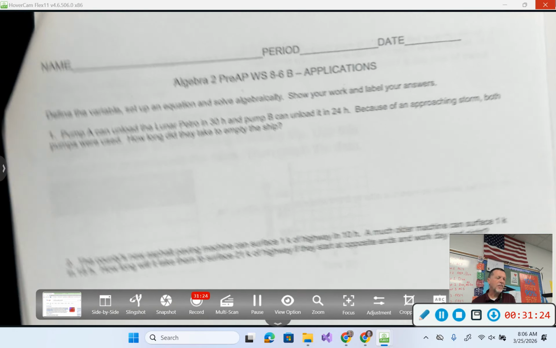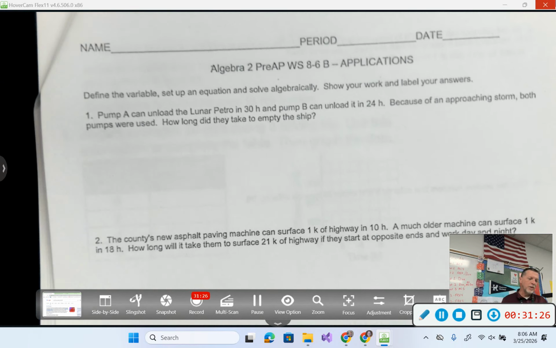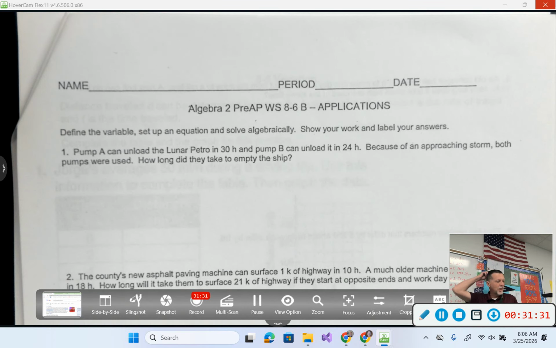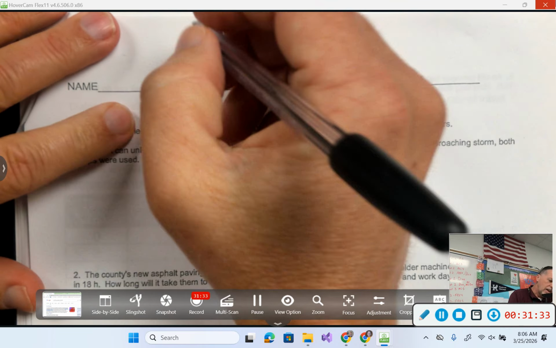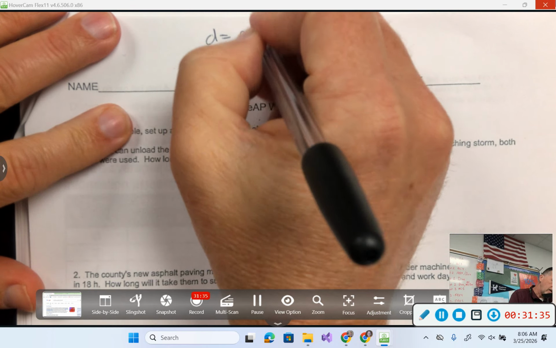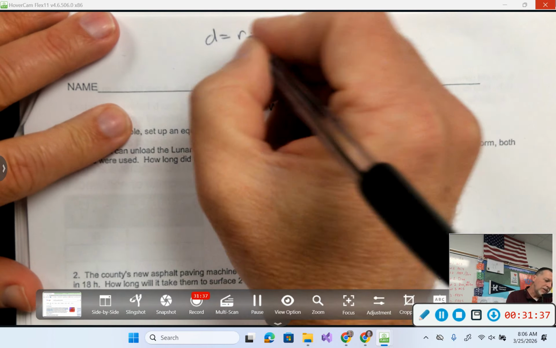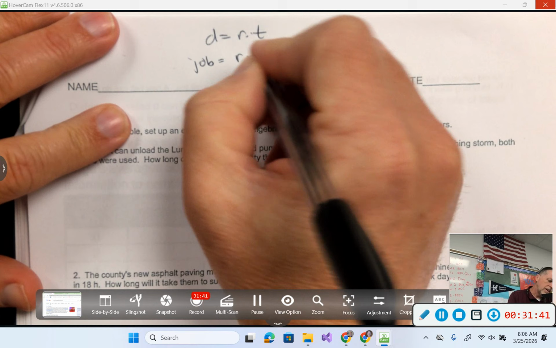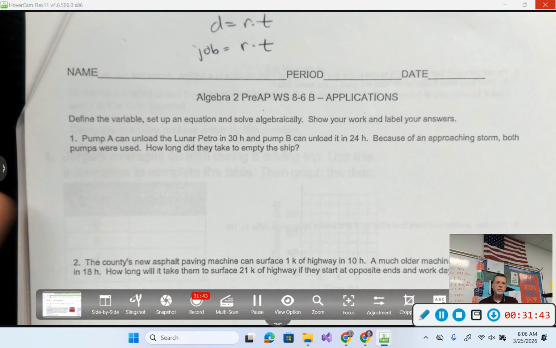So the next page is the assignment, but I think we should probably do a few more of these together. That's okay. That's why we landed this one on a block day. At the top, distance equals rate times time, or job equals rate times time. Define the variable, set up an equation, solve algebraically. That's what we've been doing. Show your work, label your answers.